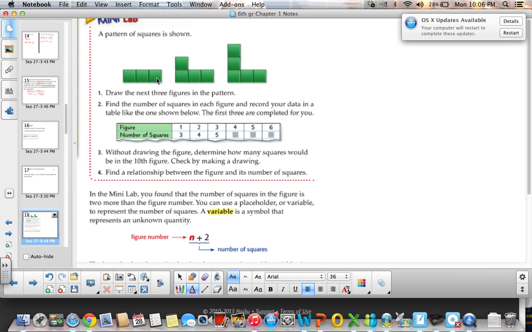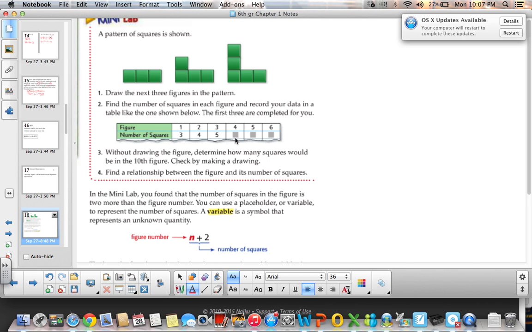So if we look at this pattern of squares and we look at the number of squares in each figure, so this is figure 1, and there's a table down here below that counts the number of squares in each figure. So figure 1 has 3 squares. Figure 2 we can see has 4 squares, and figure 3 we can see has 5 squares. So we can see that each time one square is added to make a new figure.